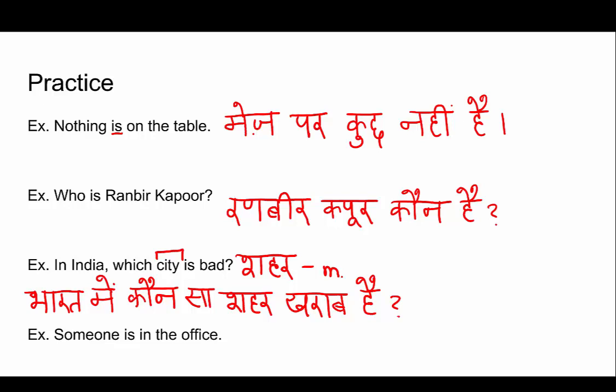Finally, someone is at the office. Remember, the word for someone or somebody or anybody is koi. Office is daftar. This is a half letter fa, actually. Koi daftar mein hai. Someone is in the office.